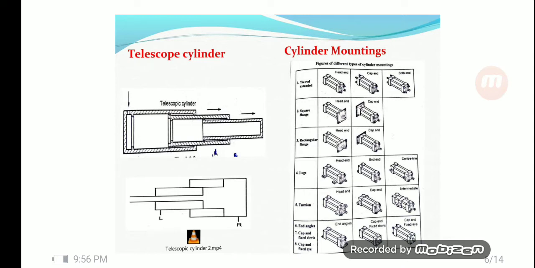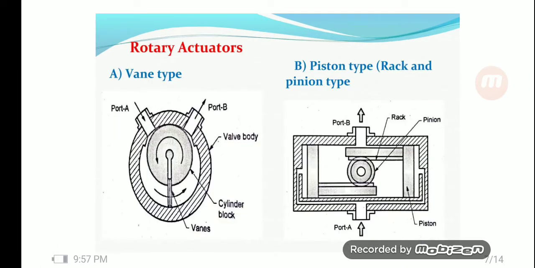In actuators, we require cylinder mountings. There are various methods of mounting, such as tie rod extended, square flange, rectangular flange, legs, trunnion, end angle, cap fix, Kelvin cap fix eye. These are some kinds of mountings.